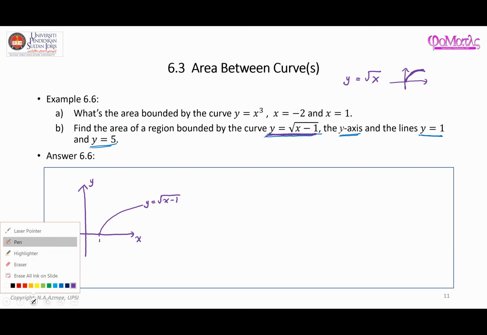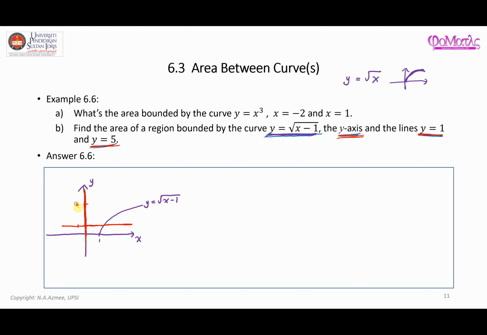Next, we are going to consider the boundary. The boundary is given by the y-axis, which is this one. This is the boundary. And then we have the lines y is equal to 1. It could have been this point. So y is equal to 1 is this line. And then we have y is equal to 5, so 5 maybe somewhere here, so we have another line. Okay, let me just extend the curve a bit. You get the idea, I hope. So the curve is like this, something like this.